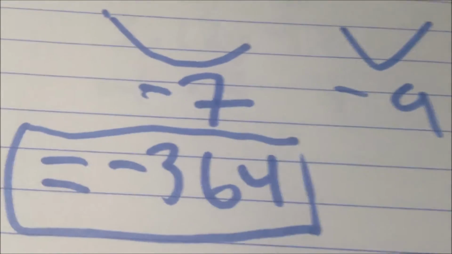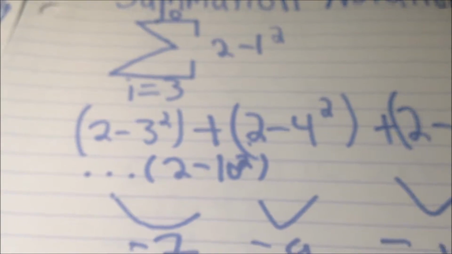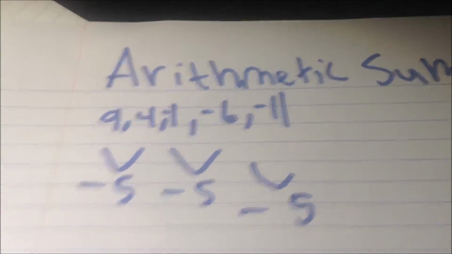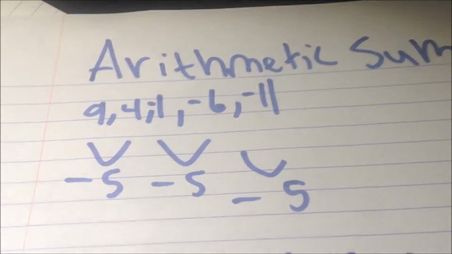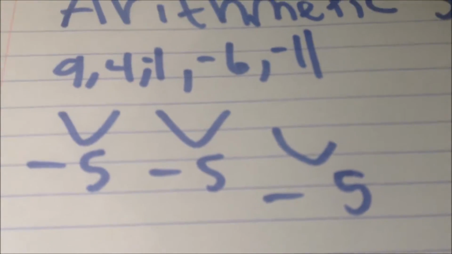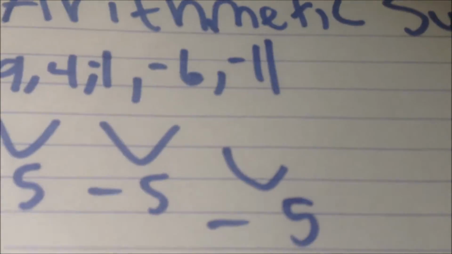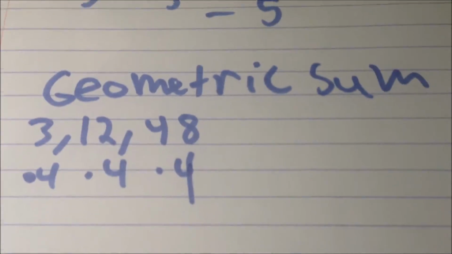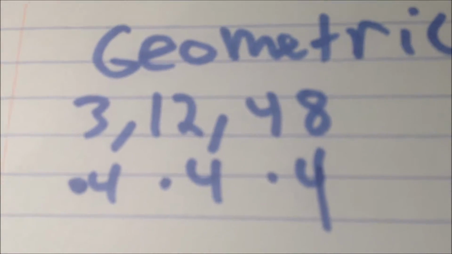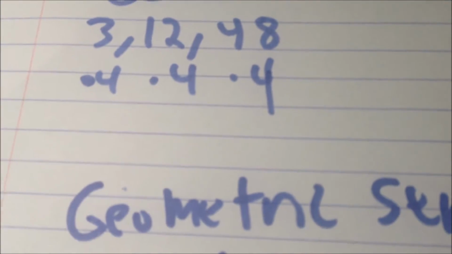And we know that this is not a sum because it's minus 7, minus 9, minus 11. It goes up randomly. This is an arithmetic sum because it decreases by 5, or you could say it's being added by a negative number, negative 5, negative 5. Geometric sum, increasing by a multiple of 4: 3, 12, and 48.